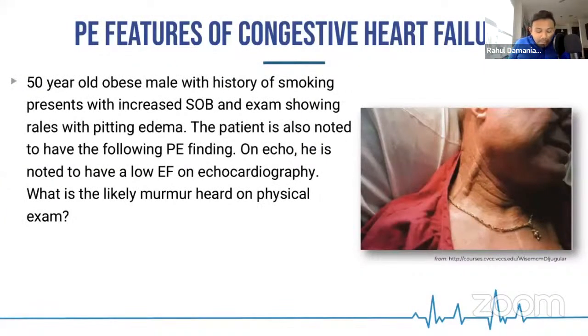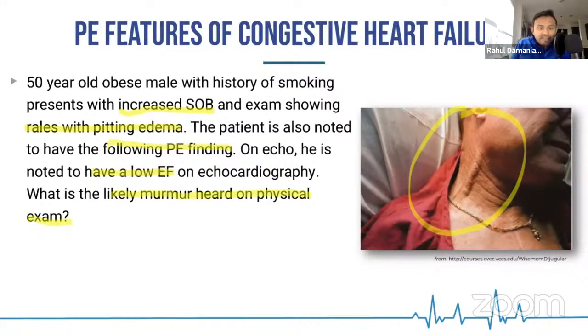A 50-year-old obese male with history of smoking presents with increased shortness of breath and exam showing rales with pitting edema. The patient is also noted to have the following physical exam finding. So here is the physical exam finding. On echo, he is noted to have a low ejection fraction. What is the likely murmur heard on physical exam?